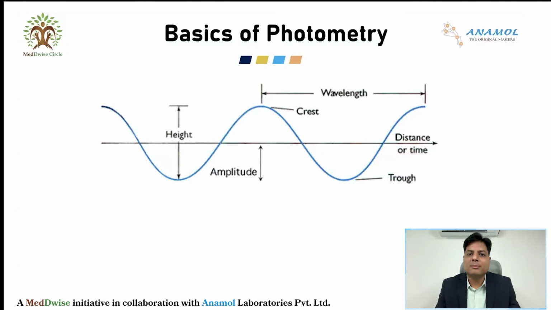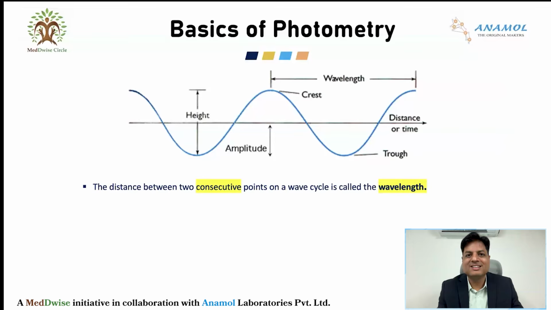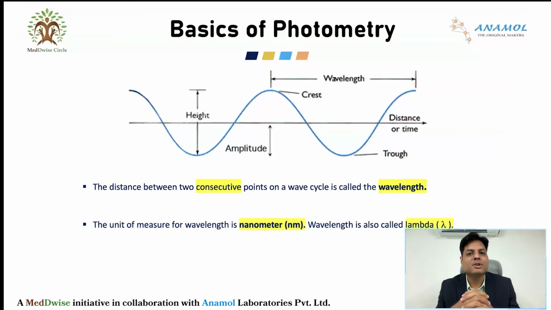So whenever we use the terminology wavelength, it is the distance between 2 consecutive crests or 2 consecutive troughs. Here the word consecutive is very important. This is measured in nanometers. It is denoted by the Greek letter lambda. You may have encountered this in your day-to-day life, there is something called lambda max, which is the maximum wavelength, and so on and so forth. Therefore, wavelength is always signified by the letter lambda.